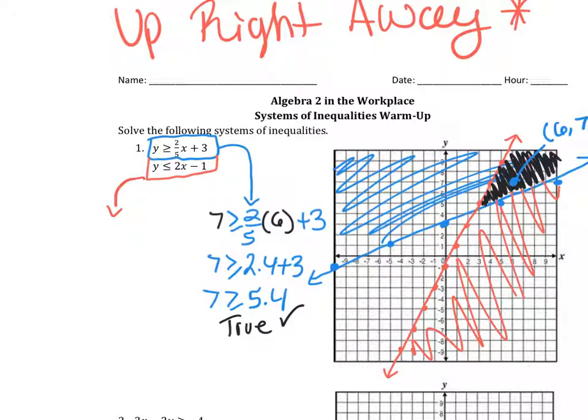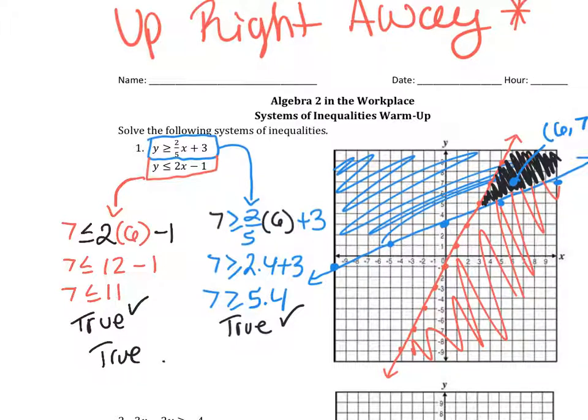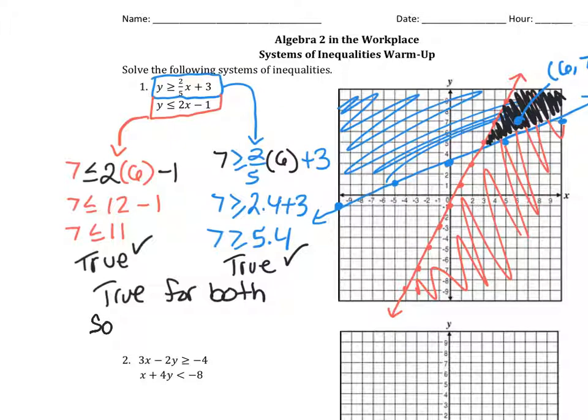So for the second one, again, we'll plug in 7 for y and 6 for x. Yeah, any point in that shaded area. This is a way to check our answers. Okay, so then we'll have 7 is less than or equal to 12 minus 1, or 7 is less than or equal to 11. Is that a true statement? Is 7 less than or equal to 11? Yes, 7 is less than 11, which makes that true. Okay, so since it is true for both, it is a solution.